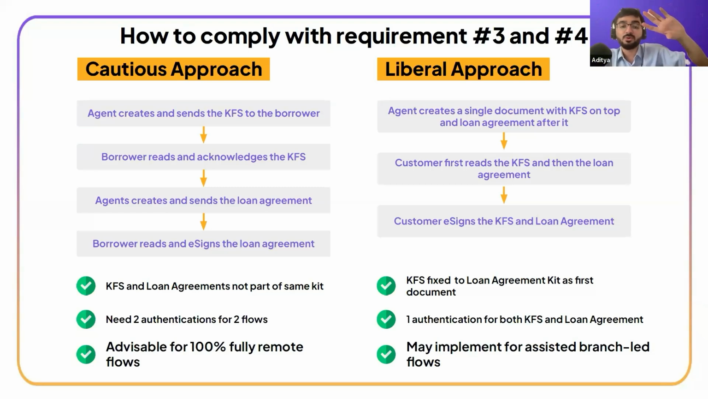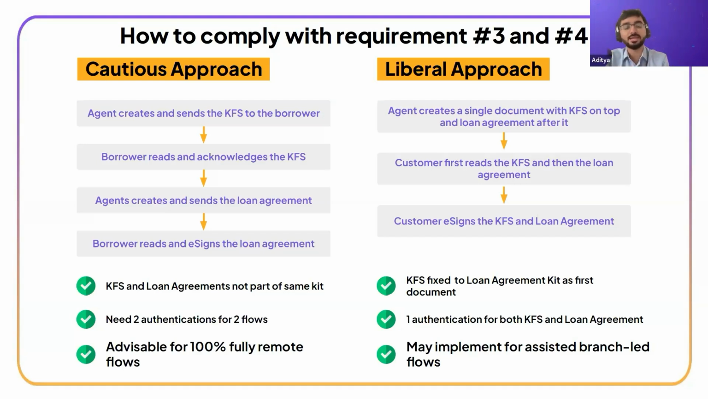And here, because you have it on top, the KFS is also a summary box complying with the fourth requirement. In this approach, both the KFS and the loan agreement are part of the same kit, which means one eSign authentication is needed to eSign the entire kit. And you're also not adding a new document to your digital flow. It's part of your existing digital flows. You're merely making your document kit slightly bigger to include the KFS.